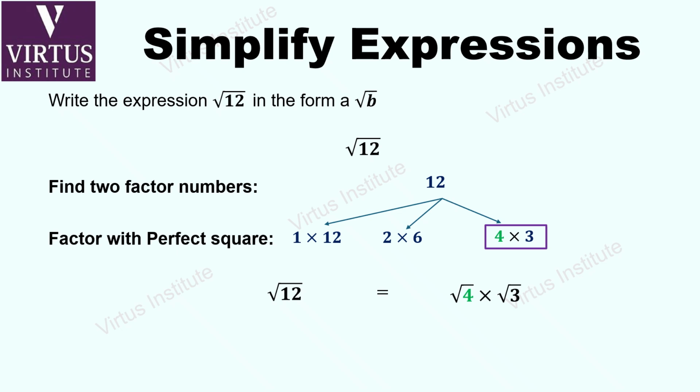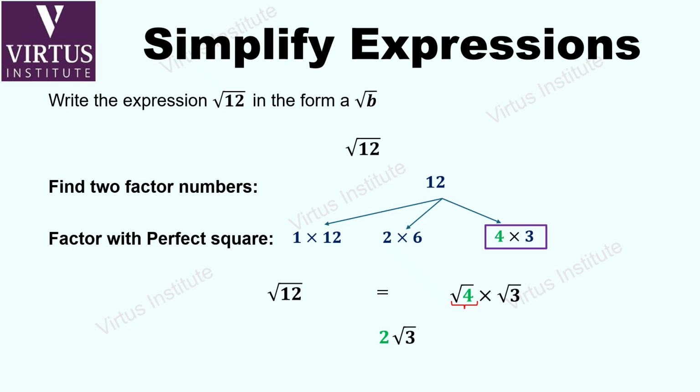Next, simplify the square root of the perfect square. The square root of 4 becomes 2. Leave the non-perfect square 3 inside the square root. Thus, the final answer for expressing the square root of 12 in the form a square root b becomes 2 square root 3.